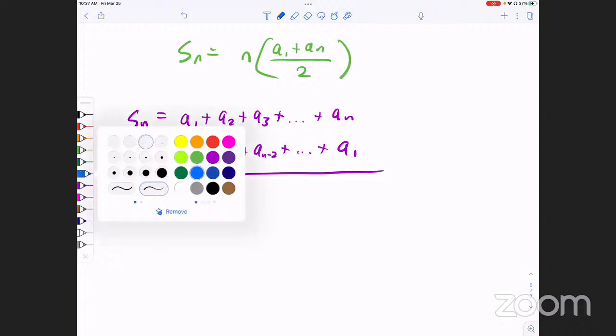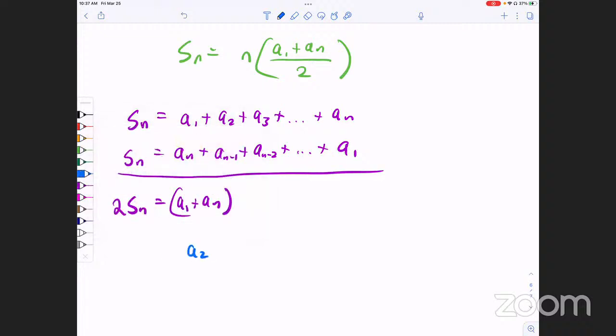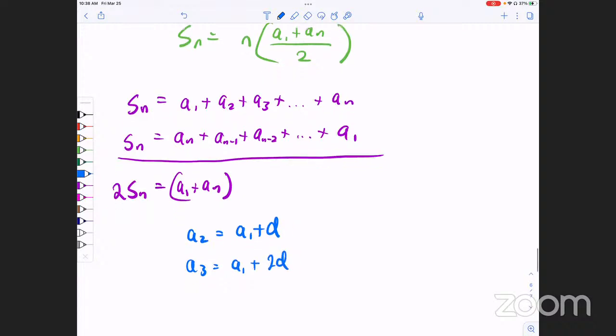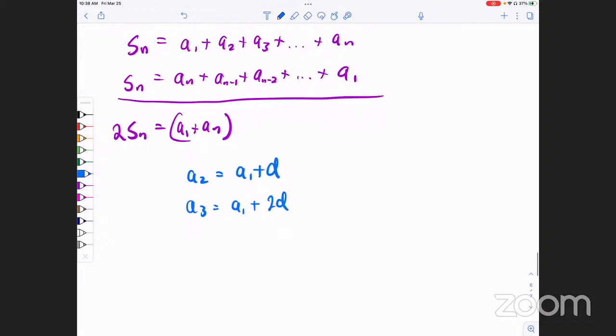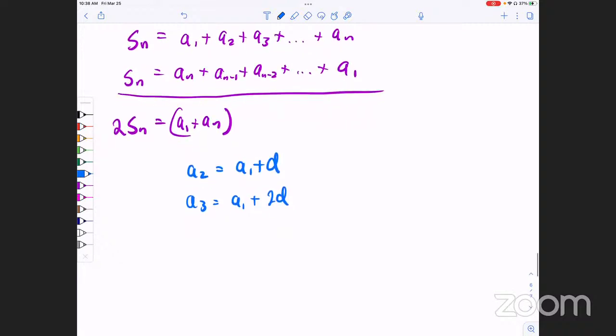Now off to the side, I want you to see that a2 is a1 plus d, and a3 is a1 plus 2d. Let's try to work backwards as well. For instance, an, I think we said, was a1 plus n minus 1 times d. So then an minus 1 should be a1 plus... oh, that's what we did with them.